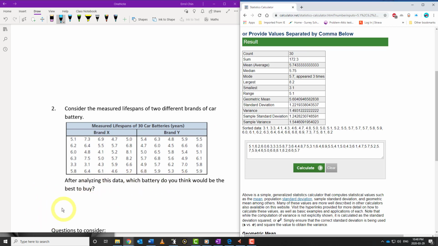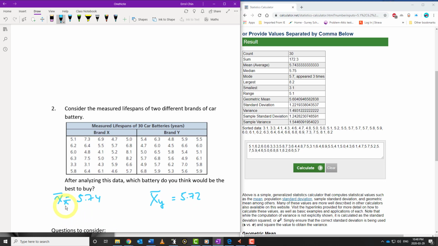Well, I guess I would be interested in knowing what the average is. What's the average lifespan? Well, it looks like it's 5.74 years. So that's for battery X. Okay. And then, of course, for battery Y, I'm not going to waste your time. I've already done it. It looks like 5.72 years.